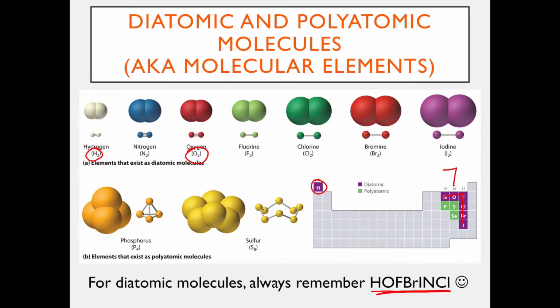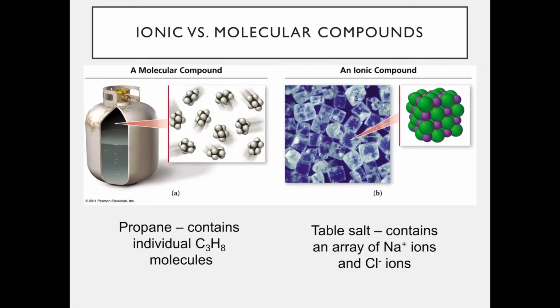We have a couple other elements that exist as polyatomic molecules. I'm not so much concerned with you knowing these, but phosphorus is P4 and sulfur is S8. So if you see those, they won't exist just as P or just as S. They will typically exist as P4 and S8. But more important, you must know those diatomics. They're going to show up all the time.